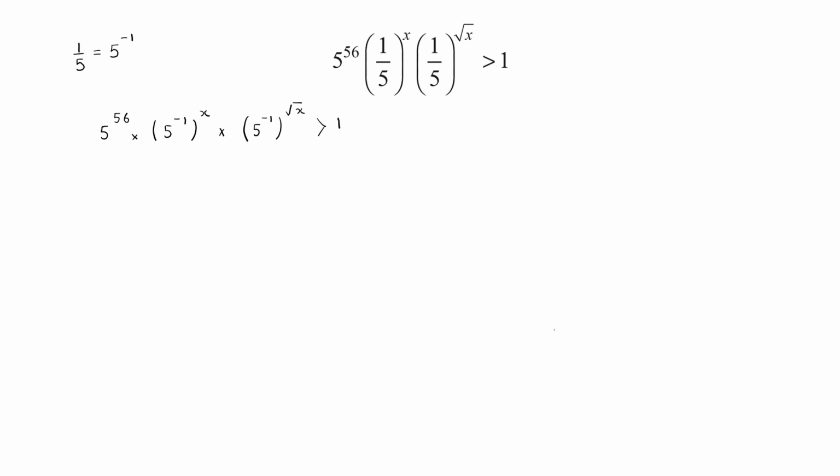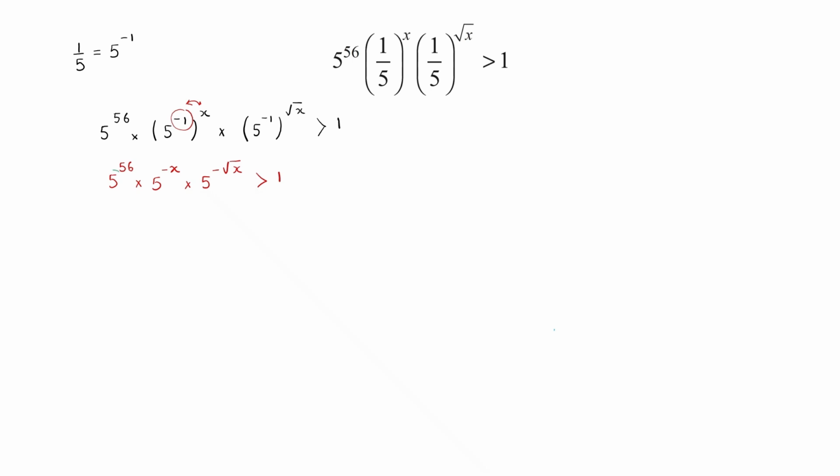With the use of indices laws, I know that this minus 1 can be multiplied by this x. So my question is now changed to 5^56 times 5 to the power of negative x times 5 to the power of minus root x greater than 1.